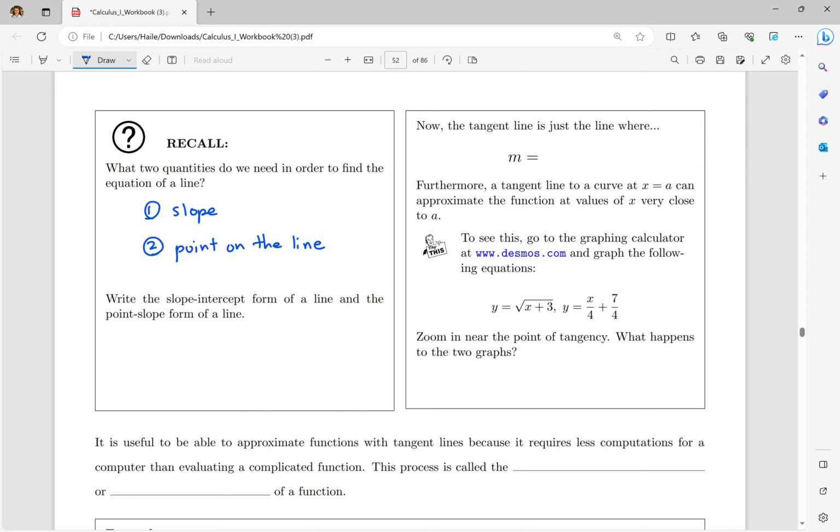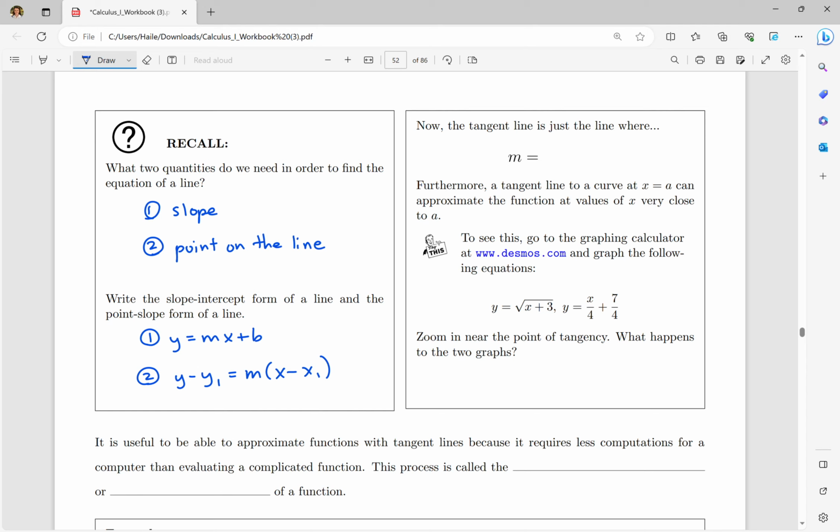All right, and then I want you to write the slope-intercept form of a line and the point-slope form of a line. So those are y is equal to mx plus b, and y minus y1 is equal to m times x minus x1. And these are going to be useful in our next thing.